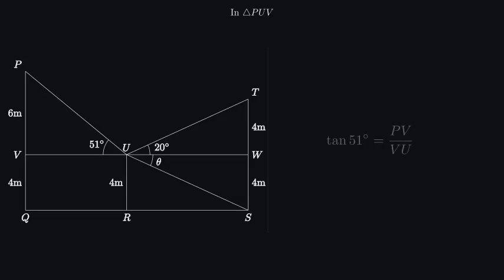To find the distance between Q and S, we first need the horizontal distance from the left pole to the middle pole. This is VU. From triangle PUV, the angle at U is 51 degrees. With respect to the 51 degrees angle, the opposite side is PV equals 6 meters, and the adjacent side is VU. So we use tangent because tangent is opposite over adjacent. Now make VU the subject. Multiplying both sides by VU, then dividing by tan of 51 degrees, gives VU equals 4.8587 meters.